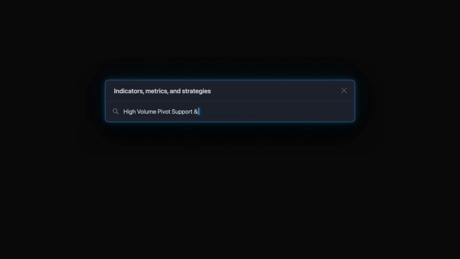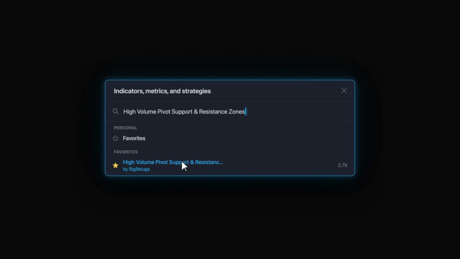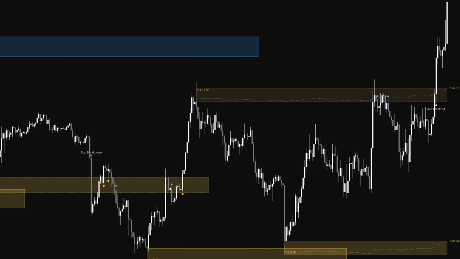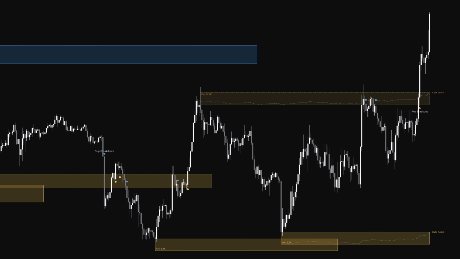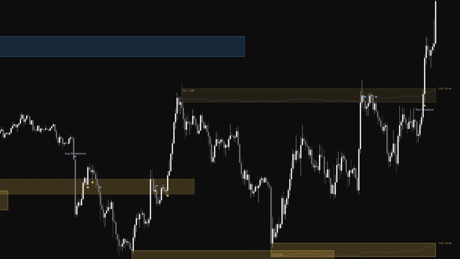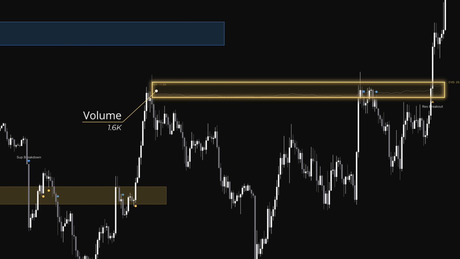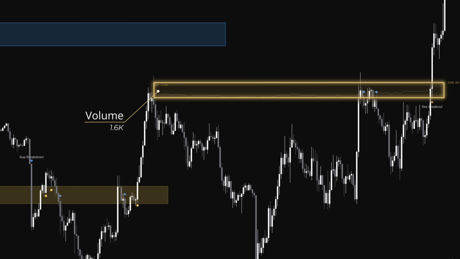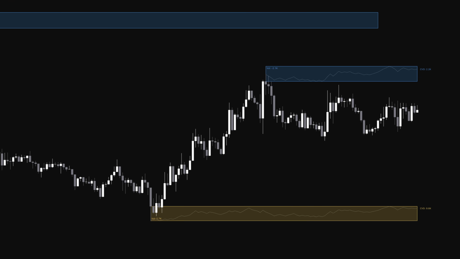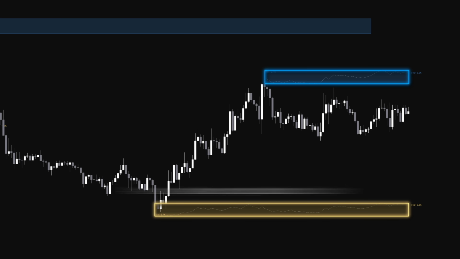High-volume pivot support and resistance zones, created by Big Beluga, is a support and resistance tool with a volume filter built into it. Rather than drawing every pivot, it only plots the levels where the pivot formed on above-average volume, and it carries volume information into the zone itself. The practical use is that it thins the chart down to the levels that formed on real participation.